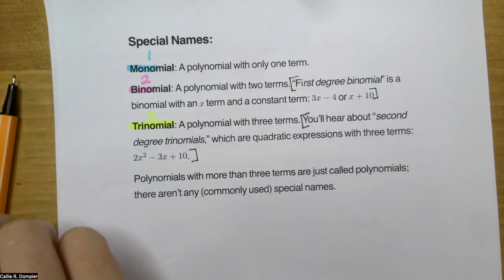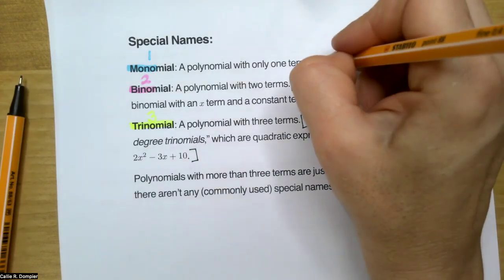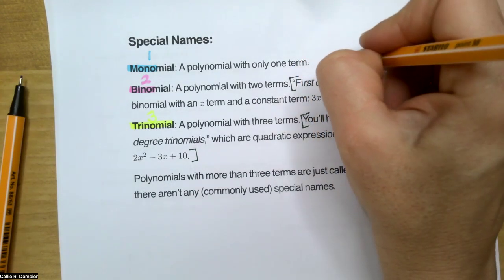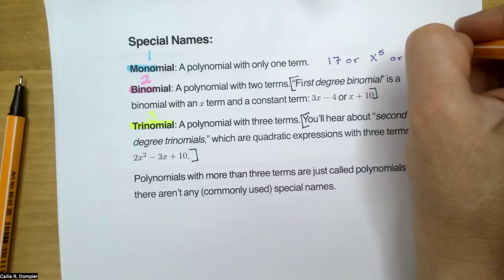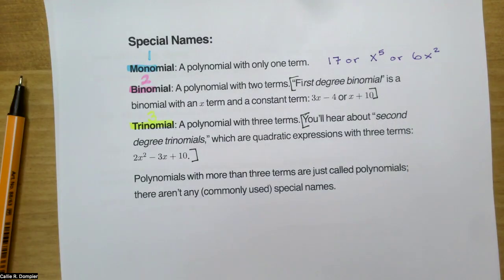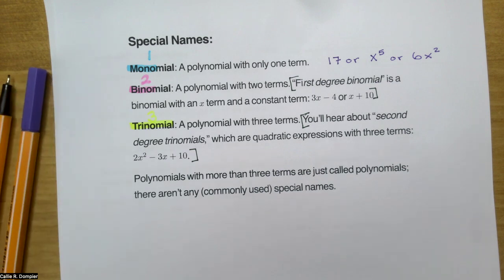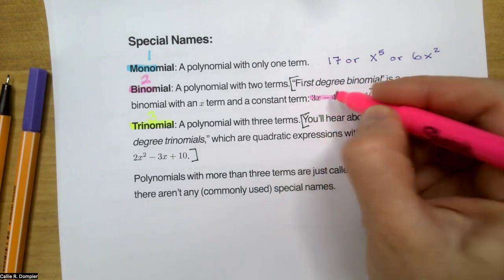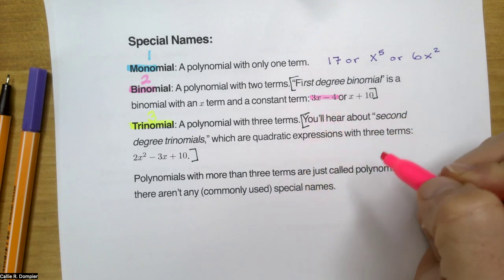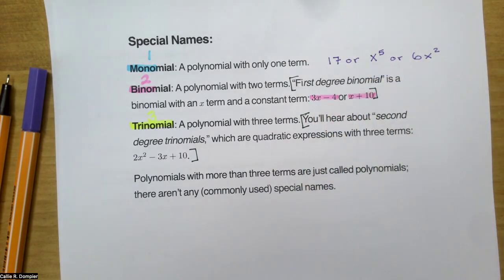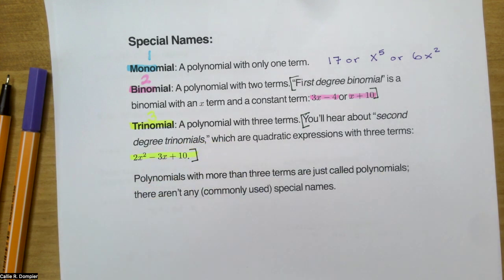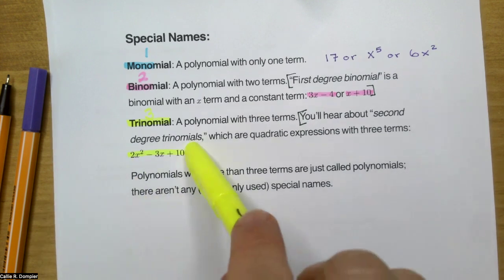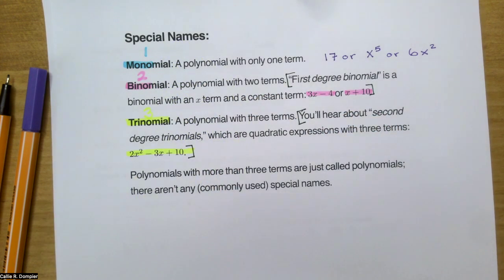Okay, so I'm going to give you an example of a monomial. A monomial is something like 17 or x to the fifth or 6x squared. Okay, those are all monomials. Binomials are these two examples. 3x minus 4 is a binomial because there are 1, 2 terms. x plus 10 is also a binomial because there are 1, 2 terms. Trinomial has three terms. 2x squared minus 3x plus 10. That is a trinomial because there are 1, 2, 3. Tricycle, bicycle, monorail.